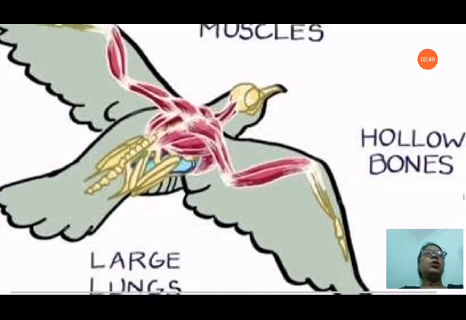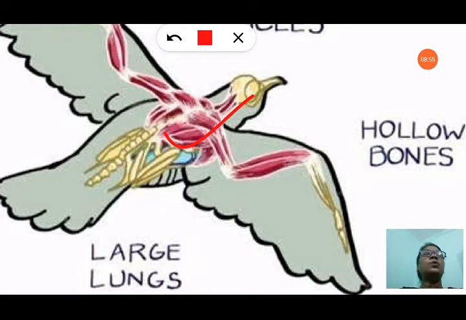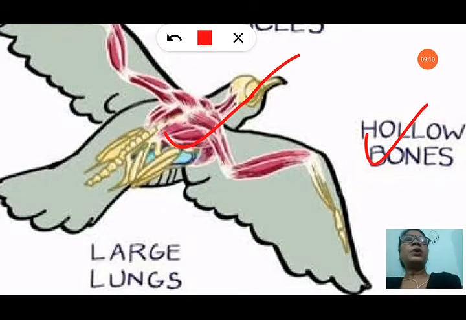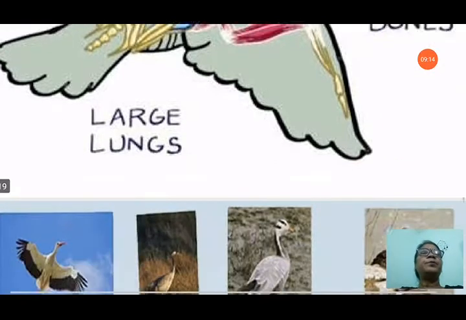Strong muscles you can see, hollow bones. These are an adaptation in the birds for flying. They have hollow bones so that bones can become light and they can raise their body in the air. Hollow bones are a very good adaptation in the birds for flying. Large lungs, to increase the capacity of the lung to give them more and more energy while flying. And strong muscles help them to flap their wings. So these are all important adaptations in birds to fly.